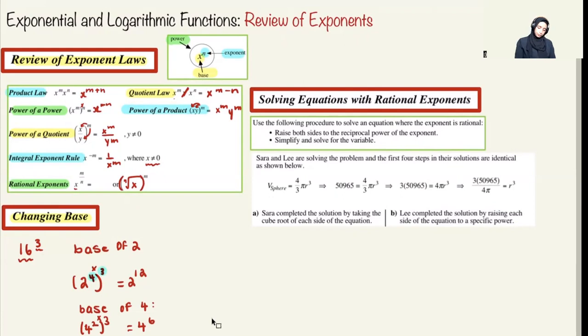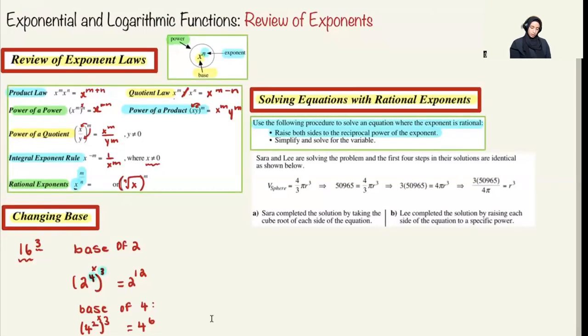All right, so let's have a look at solving equations with rational exponents. Now, we've done this before, but let's have a look at some comments I've included here. So use the following procedure to solve equations where exponents are rational. Now, if you have a rational exponent, what does that look like? We've already talked about it. It looks like this. We have a base and the exponent is a fraction. So it says raise both sides to the reciprocal power of the exponent. Let's see what that means, okay?